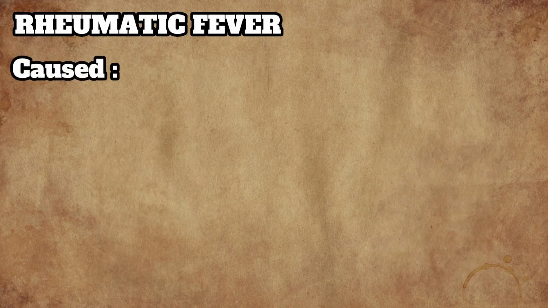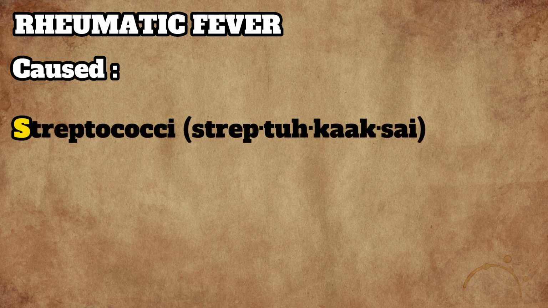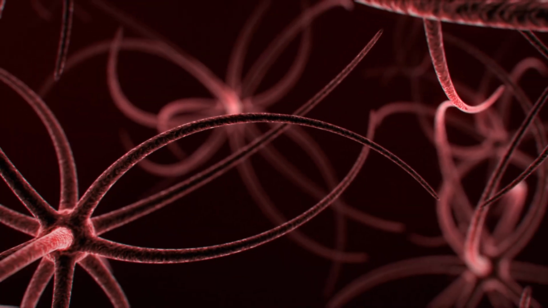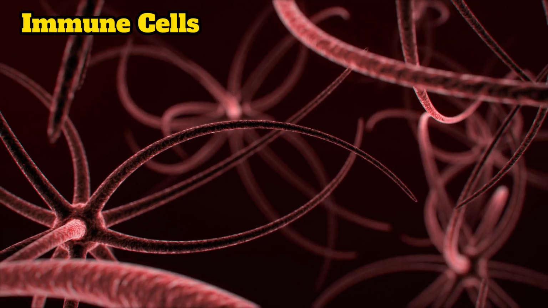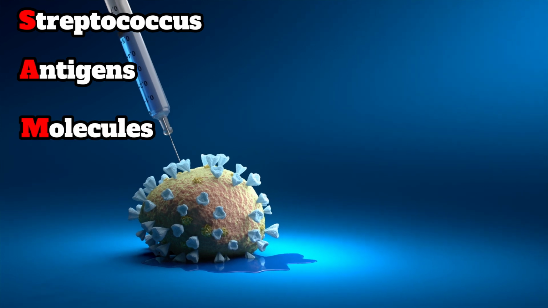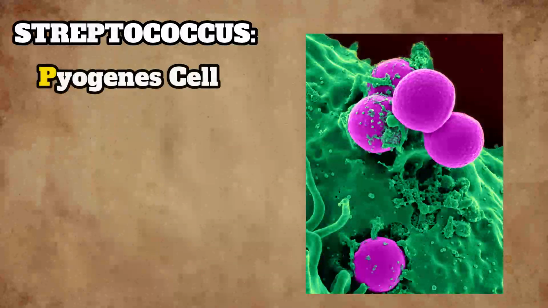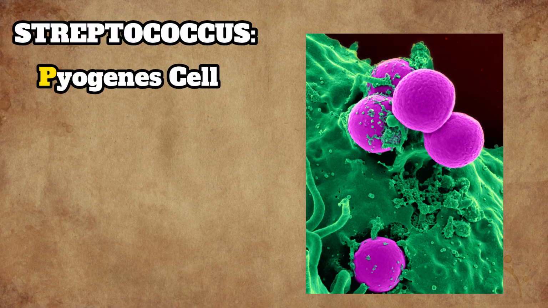Rheumatic fever is caused by a genetically predisposed individual's interaction with group A streptococci, which is commonly caused by a throat infection. Cross-reactive immune cells are thought to result from molecular mimicry between group A streptococcus antigens and molecules found in the individual's tissues. Streptococcus pyogenes is one of the most common agents involved, specifically epitopes from the Streptococcus pyogenes cell wall, including the M protein.